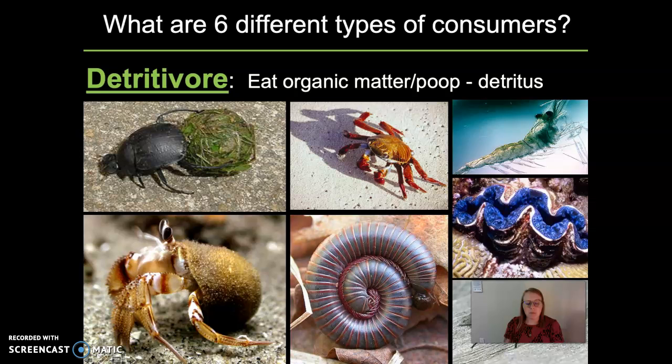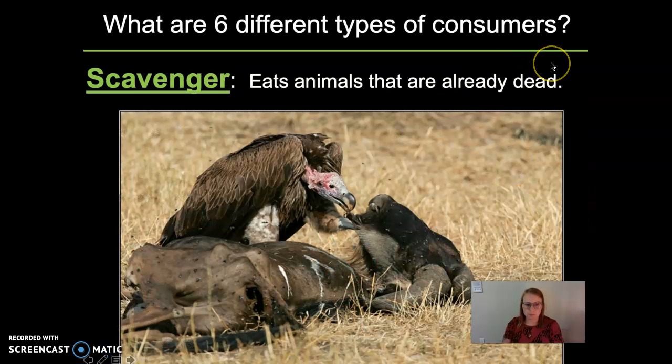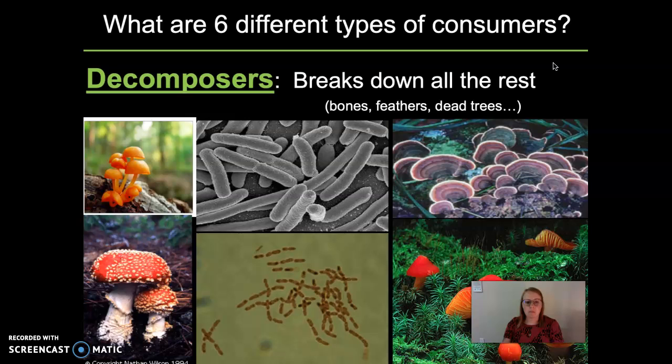So they eat organic matter, or another word for that is poop. Another word for that is detritus. Scavengers eat animals that are already dead. And decomposers like fungus and bacteria break down everything else.